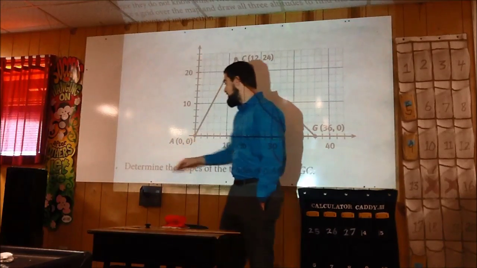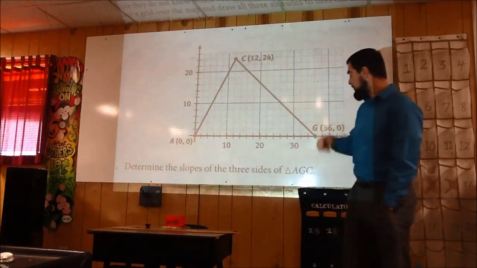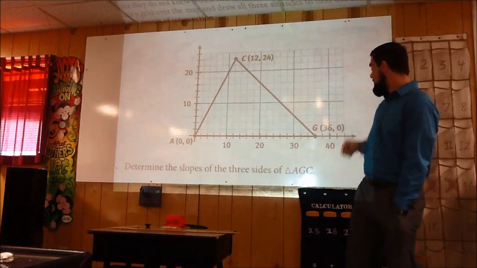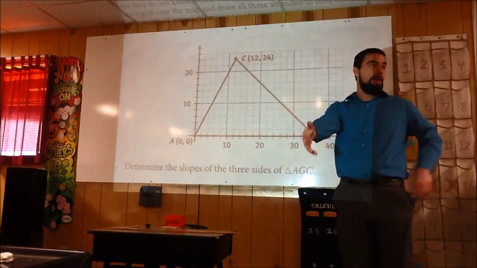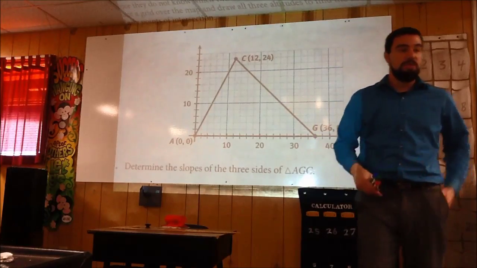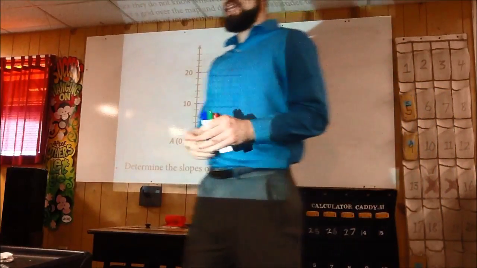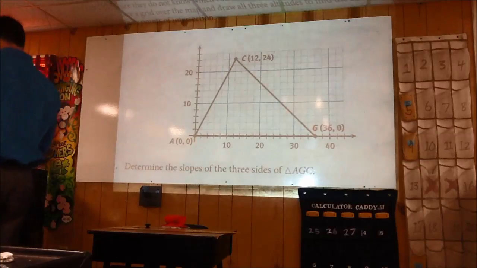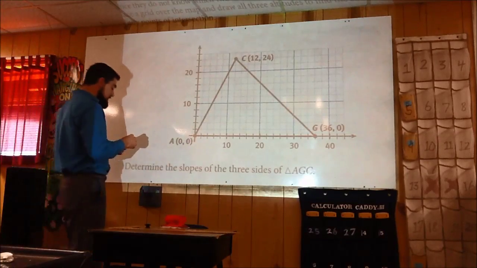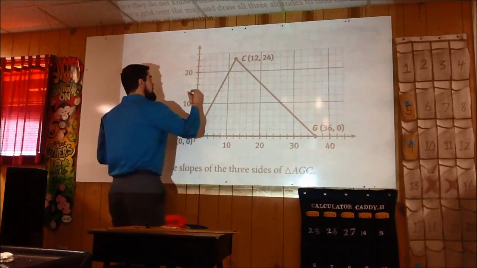Item 1 on this page says determine the slopes of the three sides of triangle AGC. Please do that on your own right now. You can either use the slope formula or, if it's graphed, just count. But we need to figure out what is the slope of these sides.